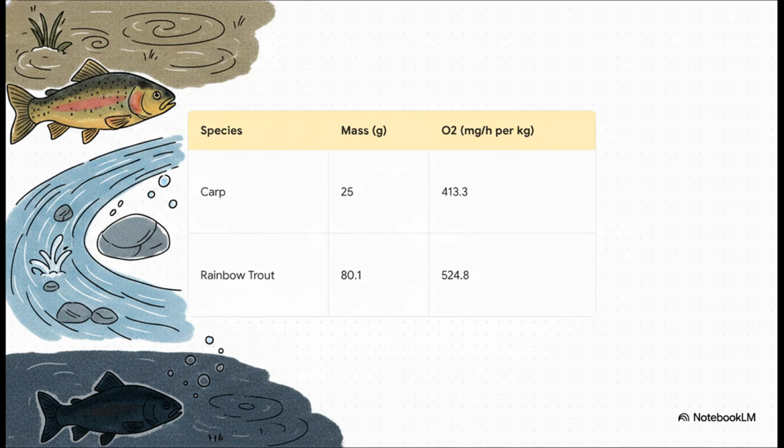But then, look at the carp. It requires significantly less oxygen. Carps can totally survive in sluggish, warm, muddy waters where a trout would literally suffocate in minutes. But believe it or not, some fish live in waters so poor in oxygen that even a carp's gills wouldn't be enough to keep them alive.